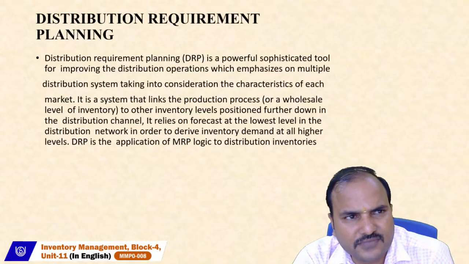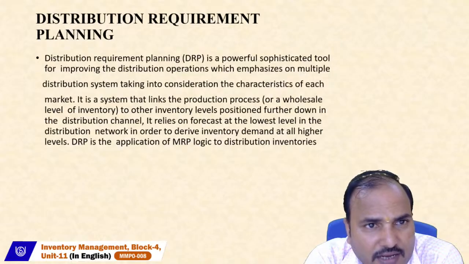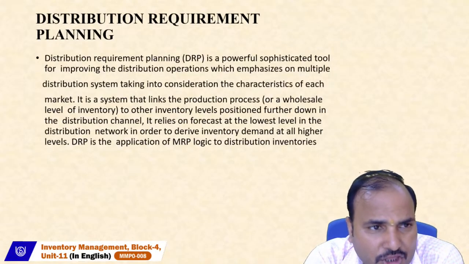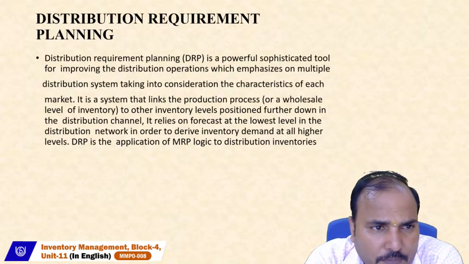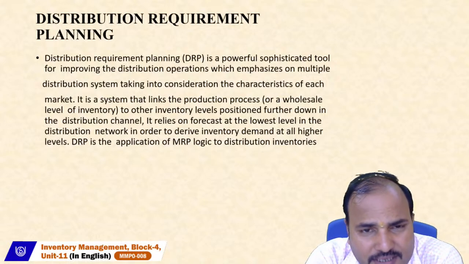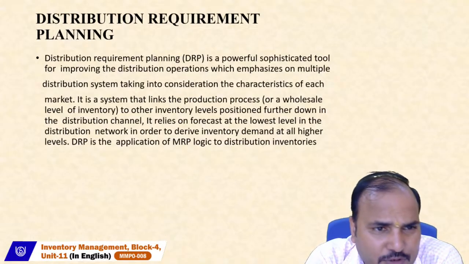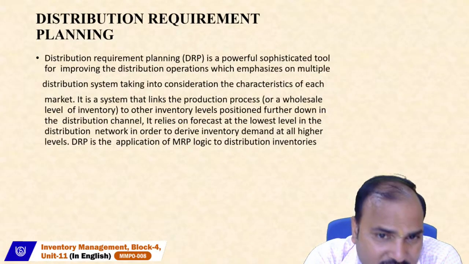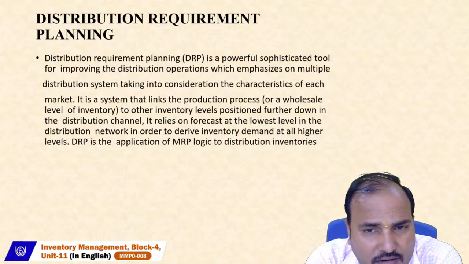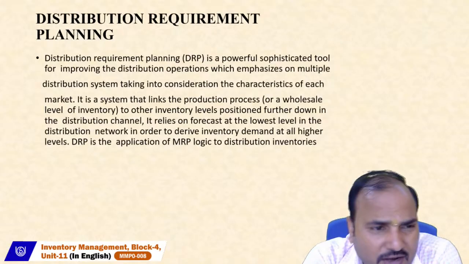Now, let us know what distribution requirement planning is. Distribution requirement planning is a powerful, sophisticated tool for improving distribution operations, which emphasizes multiple distribution systems, taking into consideration the characteristics of each market. So it is a system that links the production process or a wholesale level of inventory to other inventory levels positioned further down in the distribution channel.